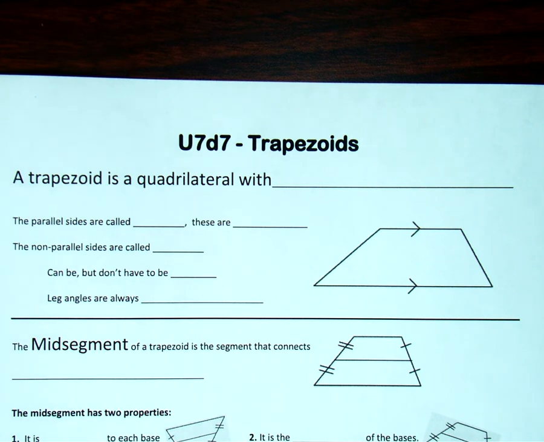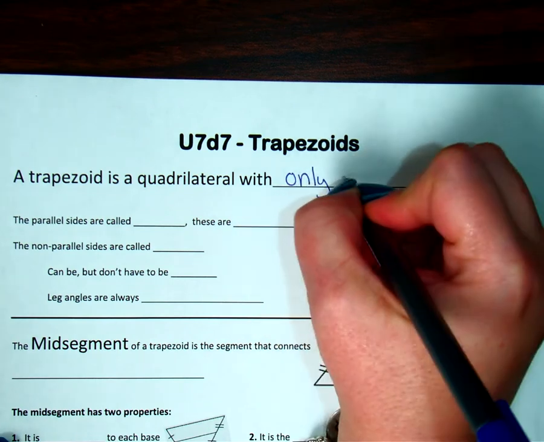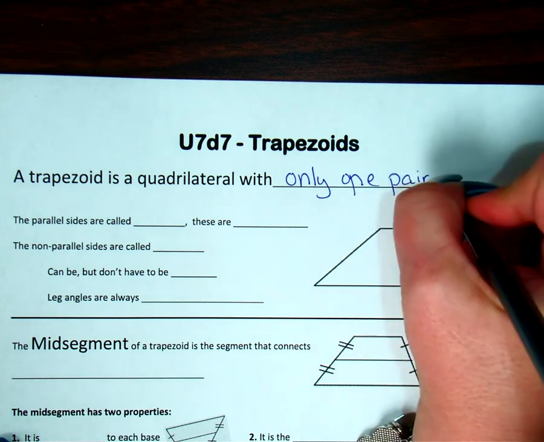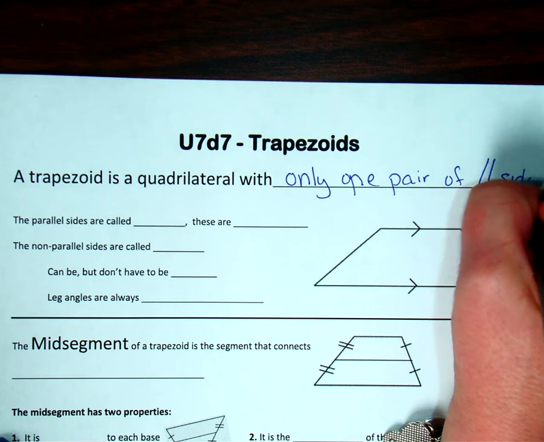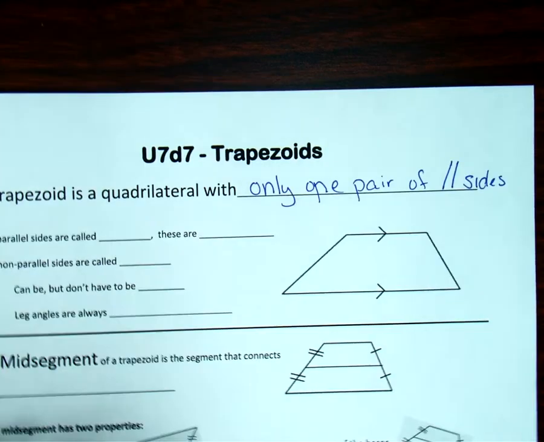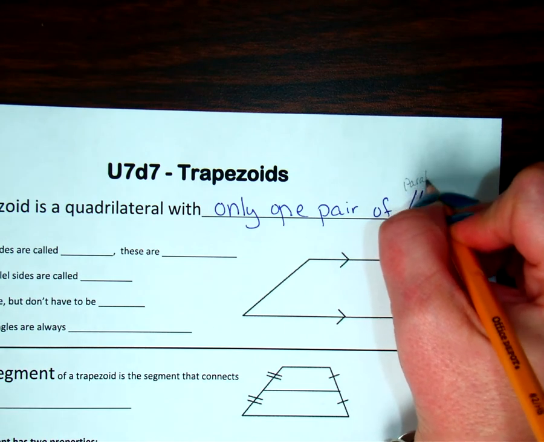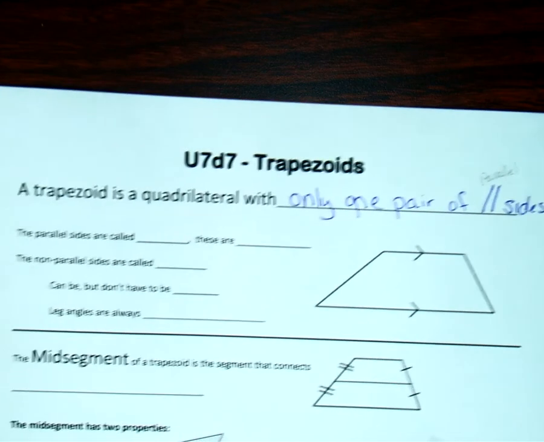A trapezoid is a quadrilateral with only one pair of parallel sides. Again, if you don't know that that symbol means parallel, you need to write out the word parallel. Okay? One pair of parallel sides.